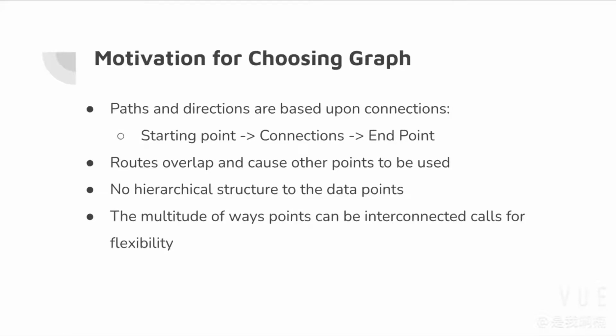So why did we choose a graph? Well, in Google Maps, there are essentially a lot of paths and directions based upon connections. There's a starting point, an end point, and these routes overlap and cause other points to be used. There's no hierarchical structure to the data points, no order to the data points. There's a multitude of ways the points can be interconnected, and graphs allow us the flexibility to do all of these things.